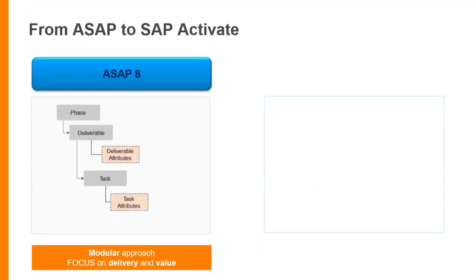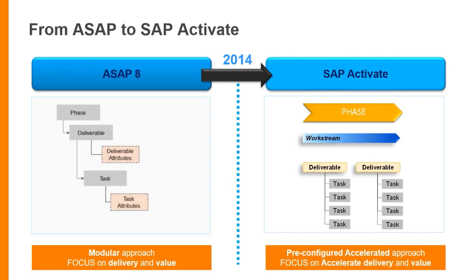Now, what about from ASAP to SAP Activate? So ASAP 8, remember, was a modular approach based on delivery and value. In 2014, SAP Activate got launched, and SAP Activate actually goes back to ASAP version 7, where we still have phases, but then we have workstreams, which was in version 7, we have deliverables, and we have tasks. So it is almost back to the same structure as ASAP, nothing new there.